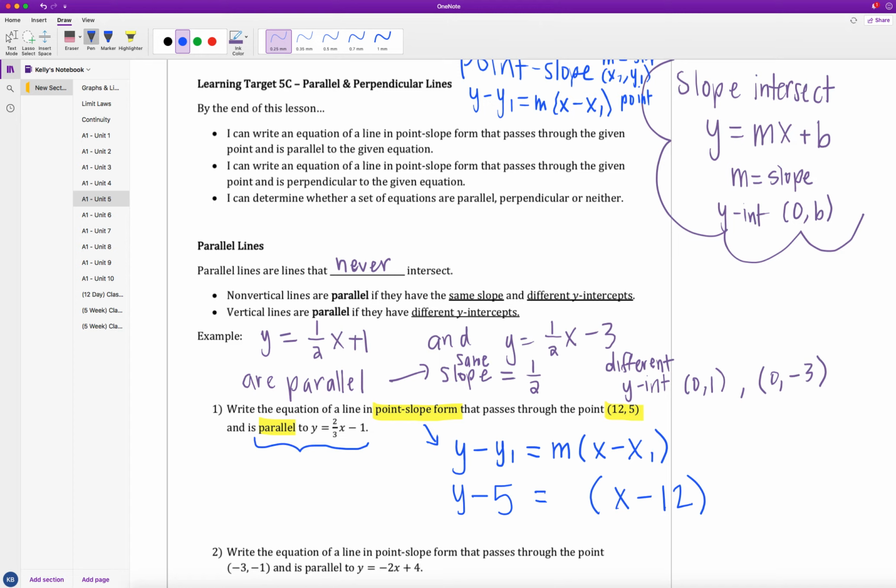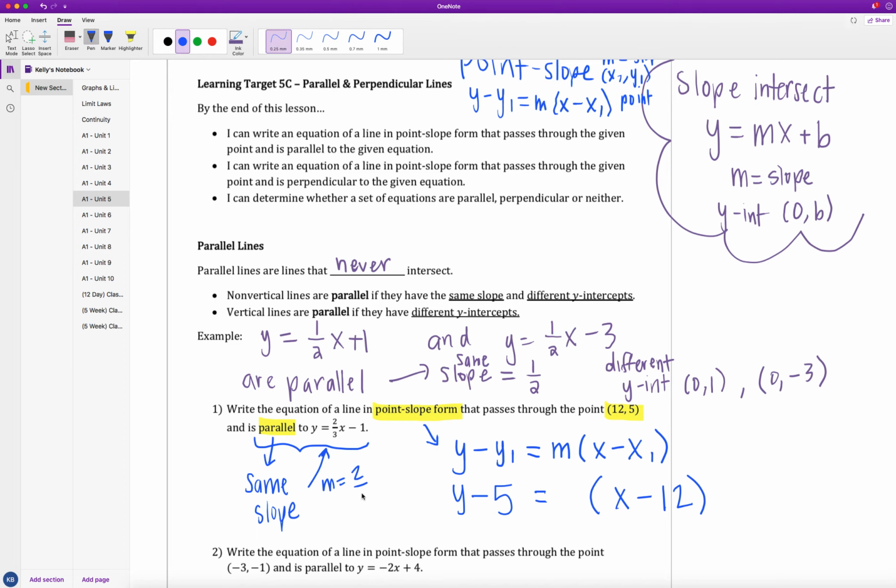They're telling me that this line is parallel to y equals 2/3 x minus 1, and I know that parallel lines have the same slope, which means if I can figure out what the slope of this line that they gave me is, then I can figure out the slope for my new line. So the slope on this line is going to be equal to 2/3, since that is in slope-intercept form.